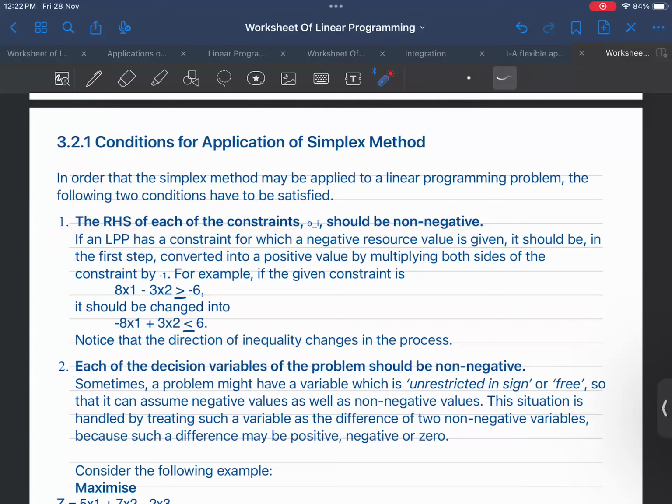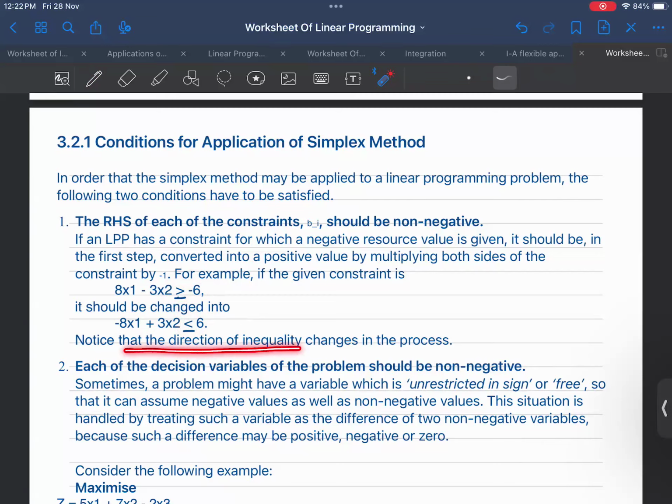Right? So, suppose we take this example: 8x1 minus 3x2 is more than or equal to minus 6. This is minus 6. Right? So we can't go ahead with this sort of question. The first step would be to convert that value into positive by multiplying by minus 1 on both the sides. If we multiply both the sides by minus 1, then we will get minus 8x1 plus 3x2, and this minus 6 will become 6, and just see the sign has been changed.